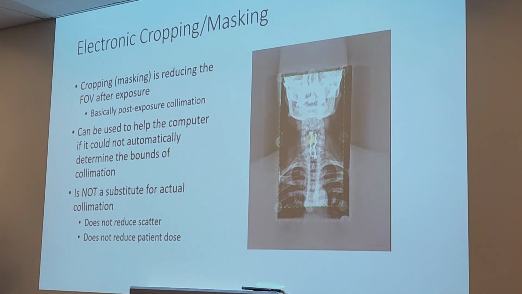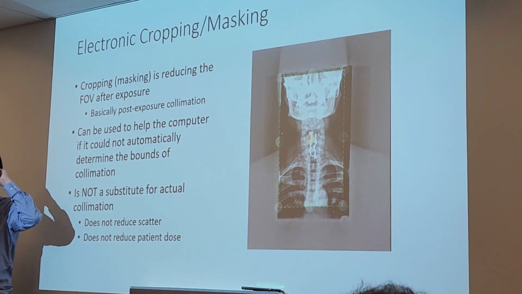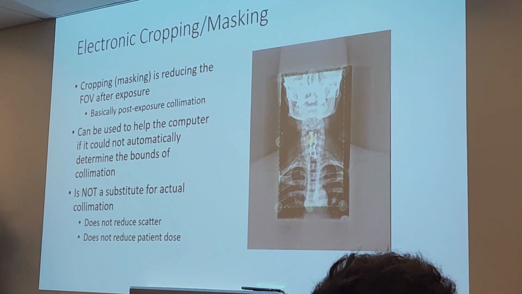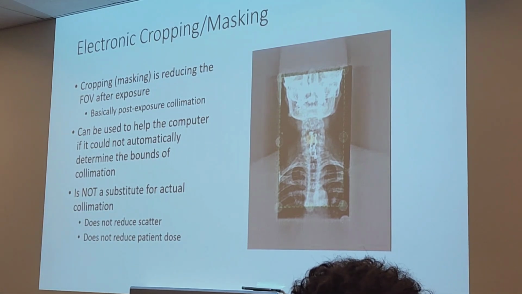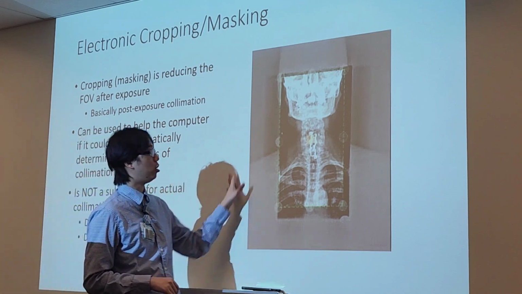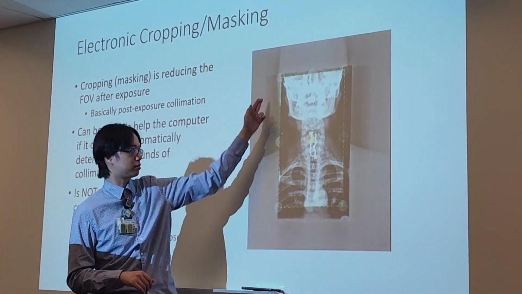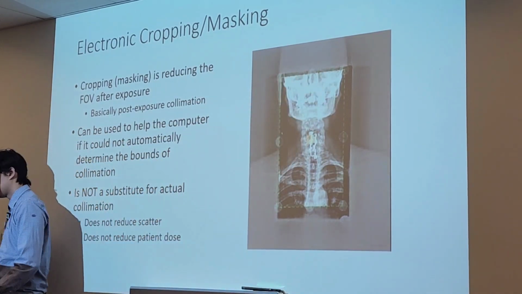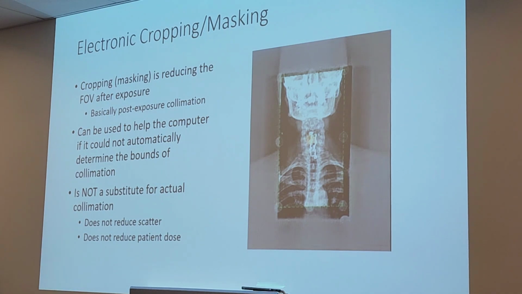So if we're supposed to be physically collimating, why would we ever need to use cropping or masking? Because you've made mistakes. Very good. In the case the computer cannot detect the collimation, in the case of a histogram analysis error, where it gives you all the data, then yes, you can go ahead and crop the correct portion out. But this should not be something that is going on constantly. This is not something you should make a habit of doing.